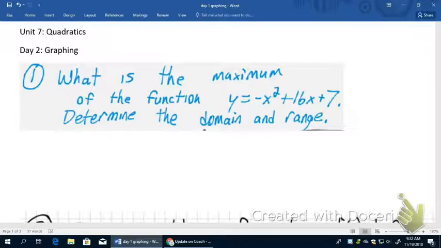Alright, so it's Unit 7 Quadratics, Day 2, graphing. With this first problem, it says, what's the maximum of the function y equals negative x squared plus 16x plus 7, determine the domain and range. Very first thing I'm doing is identifying that it's actually wanting the vertex.